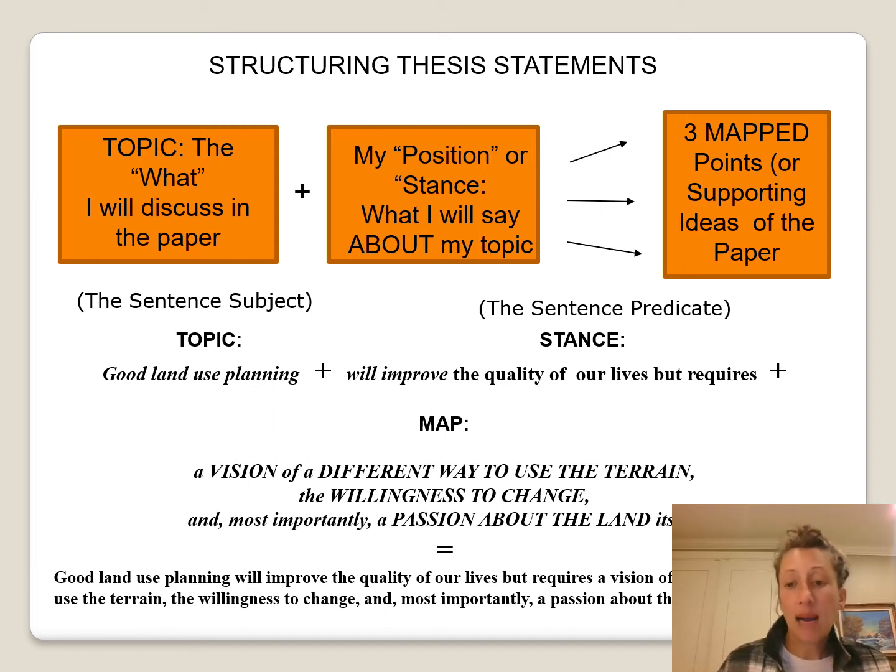So those are my 3 mapped points. When we combined all of that together, we get a draft thesis statement. So if you're struggling, sometimes it helps to just draw 3 boxes that look like this on a piece of paper, fill in your topic, your opinion about your topic, which is a verb, right? And then those supporting points, what you will say about your opinion.